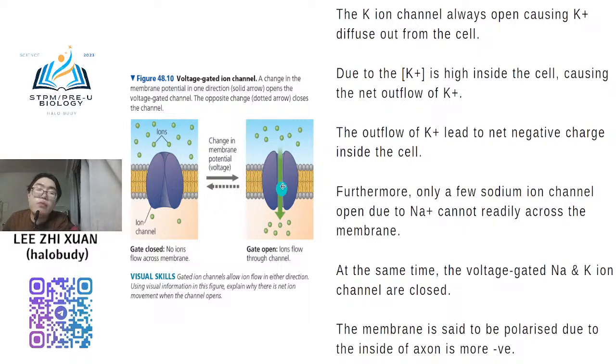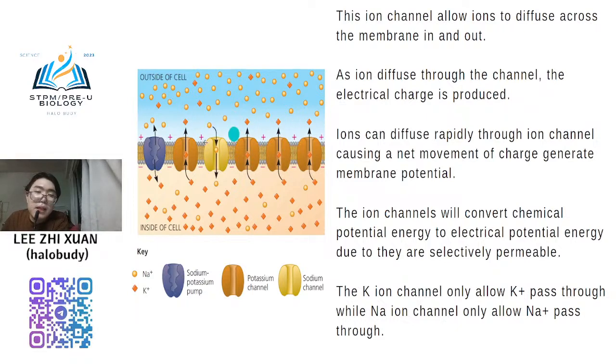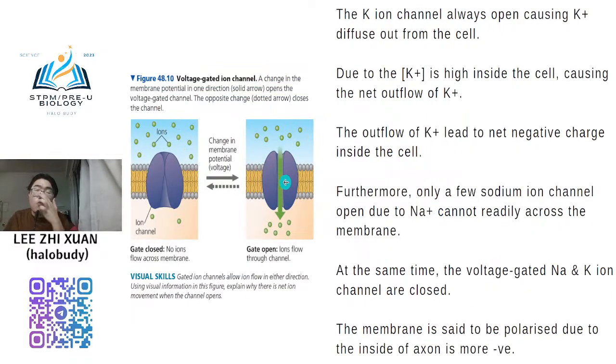So the channel opens when your membrane potential is changing, meaning that the charge changes very drastically, when there is a significant change in the charge between the outside of the cell and the inside of the cell. When there is a significant change, then this gated channel will be open.